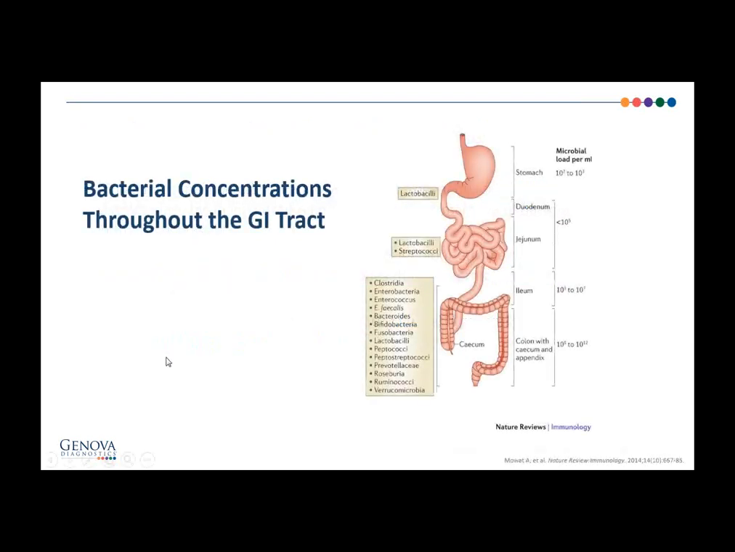So this is a picture of bacterial concentrations throughout the GI tract. Over on the right here, you can see the microbial load, so the colony-forming units per milliliter. And you can see that at the top of the digestive tract here in the stomach, it's a very small amount of bacteria that would be expected to be found there. And as you transit throughout the digestive tract, especially into this large intestine, into the colon here, the bacterial concentration increases significantly.